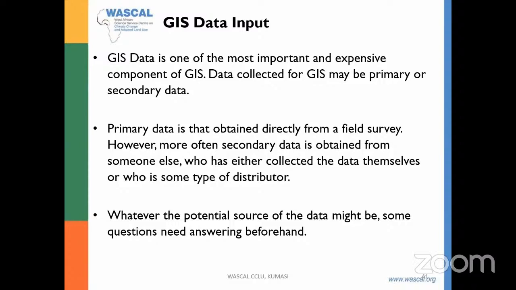So we can have the primary data and the secondary data. Once we go to the field and pick our location data points, those are the primary ones. That's the data we have generated. We can have secondary data that we can source from other online platforms, some from published articles, and some from other distributors or our colleagues.